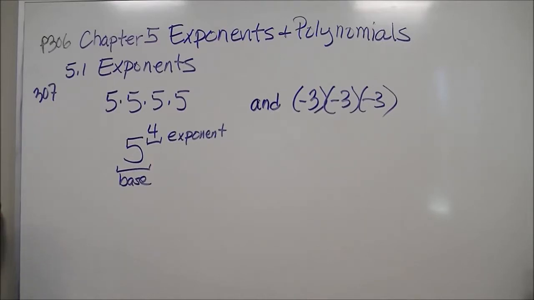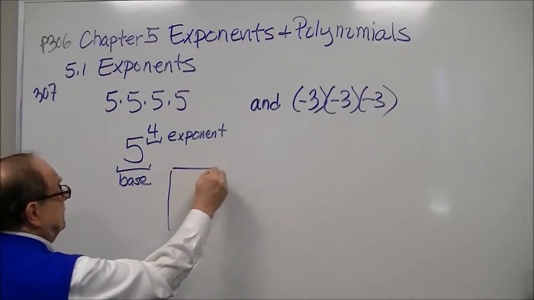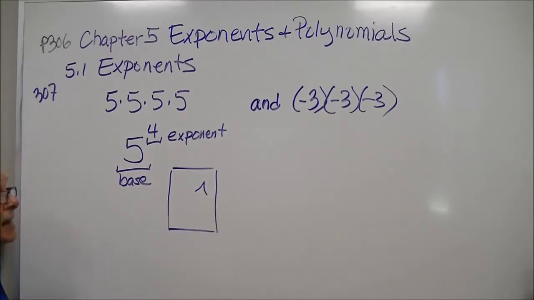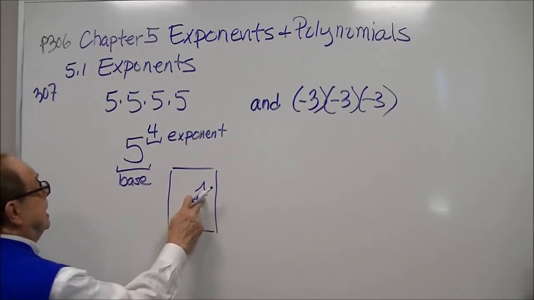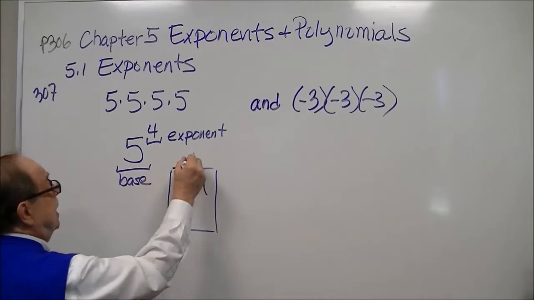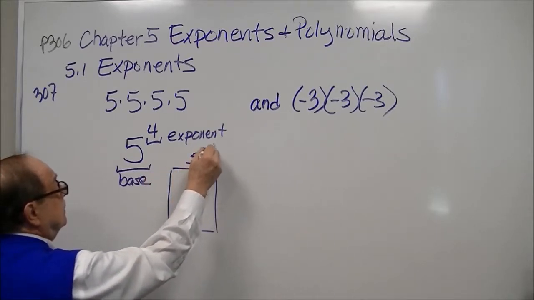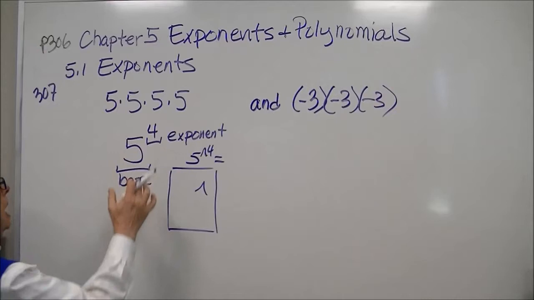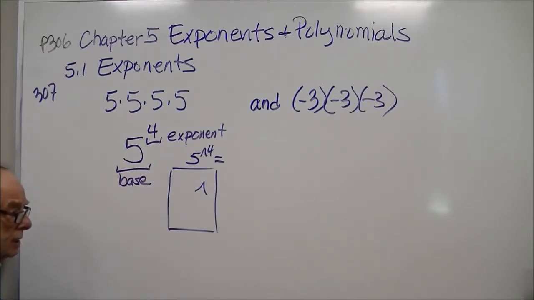Now on a calculator, you often have a key that looks like that. That's called a caret key. And you would put 5 caret 4, and that would give you the answer. Now remember, raising something to a power is an operation. They want you to do that if you can.